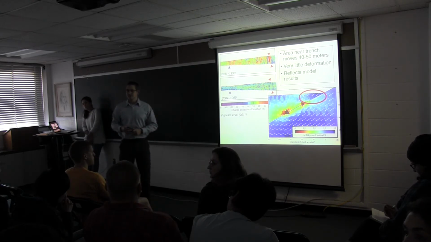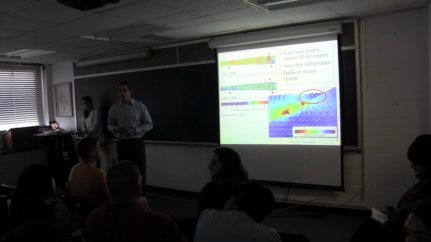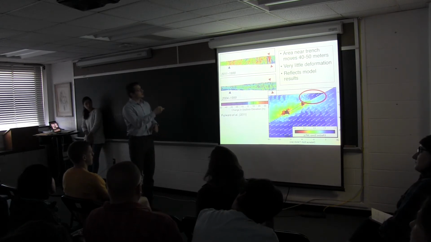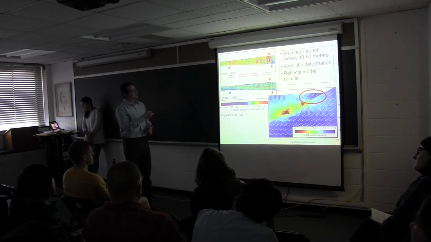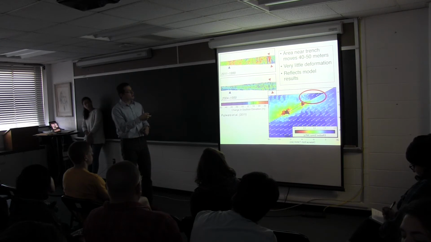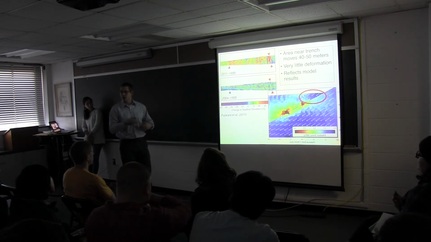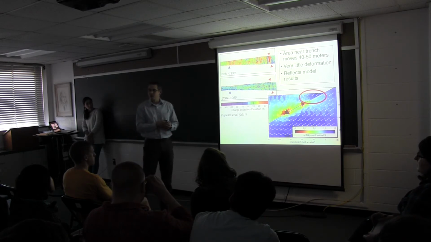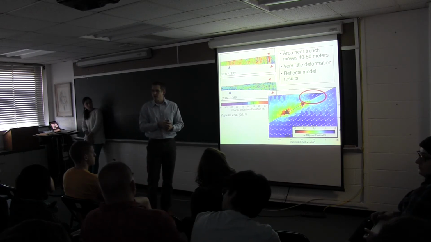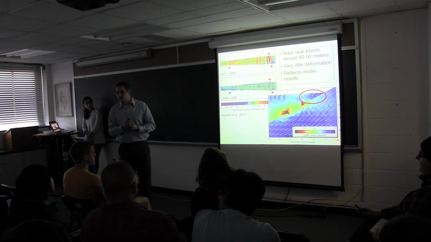I'm slightly confused. Do you have 40 to 50 meters of slip along the fault, or is it vertical subsidence? This is 40 to 50 meters of eastward motion of the surface. When you're up here, that's very close to the amount of slip on the fault because the dip is very shallow here. So it would be a similar amount of slip on the fault up here. How can you have that much slip on a fault and no seismic activity resulting from it?